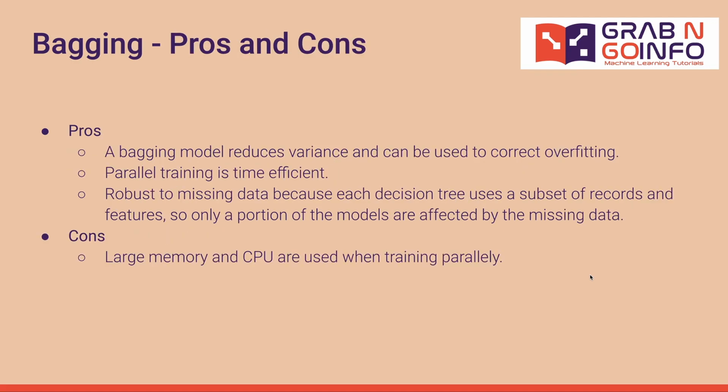The pros of bagging include: a bagging model reduces variance and can be used to correct overfitting. Parallel training is time efficient. It is robust to missing data because each decision tree uses a subset of records and features, so only a portion of the models are affected by the missing data. The con of bagging is that large memory and CPU are used when training in parallel.